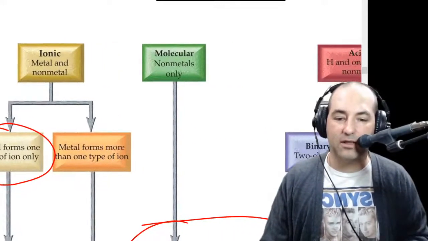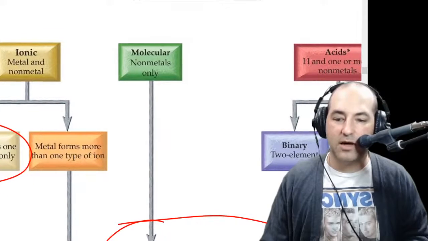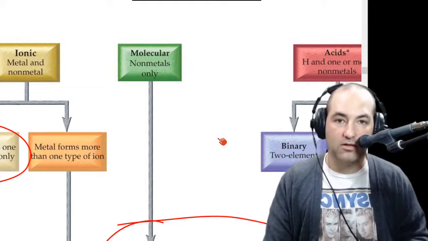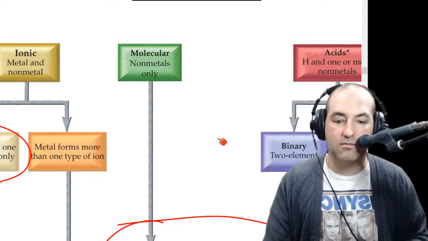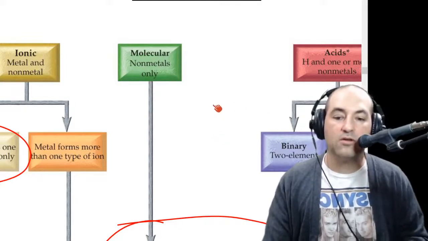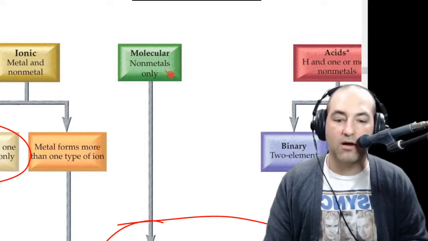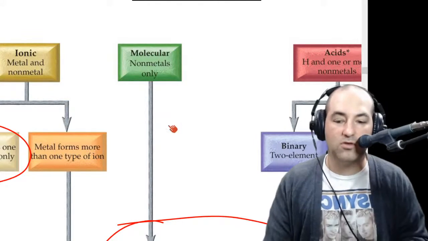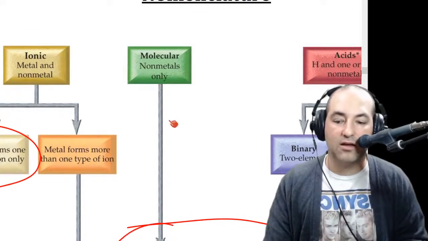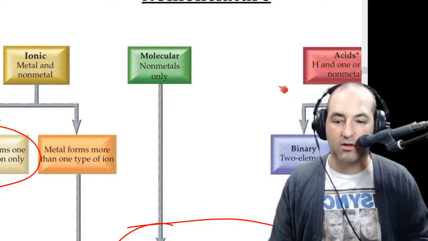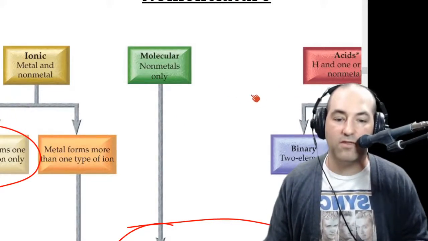But the thing I like about the flow chart is it makes it clear that you have to make particular decisions in order to get the correct names when you're trying to name these compounds. So first you have to decide, is this an ionic compound, a molecular compound, or an acid? If you don't make that decision correctly, then you're going to always end up at the wrong name. All right, so let's review how we find those.